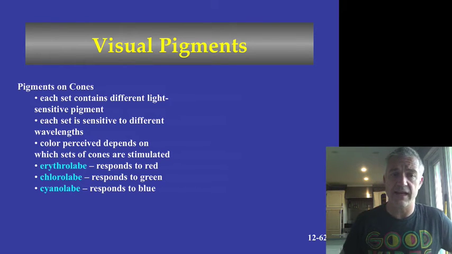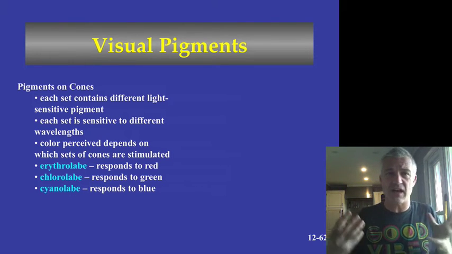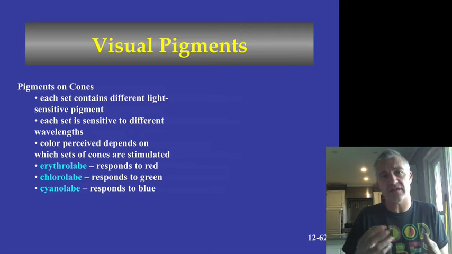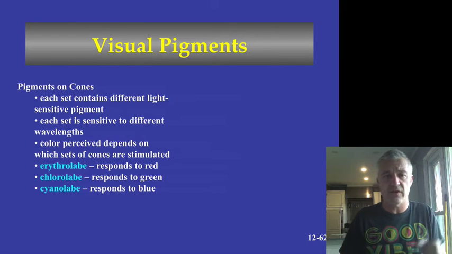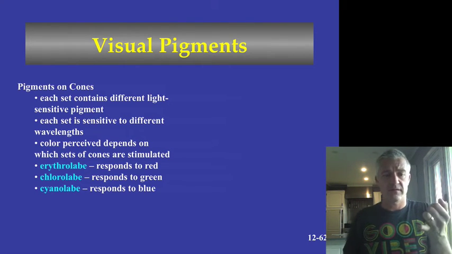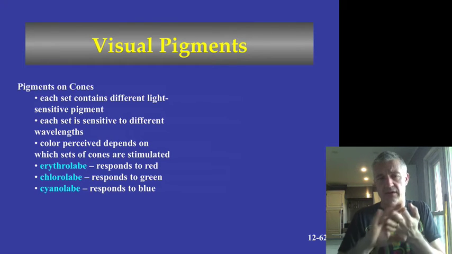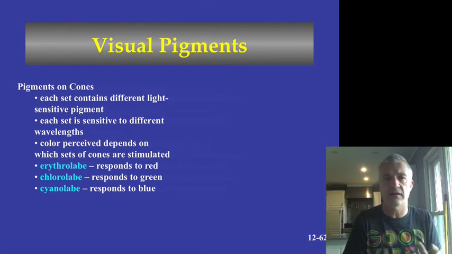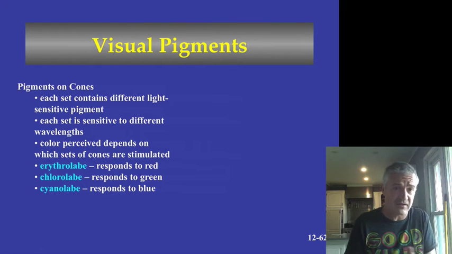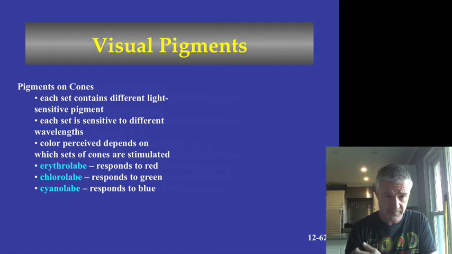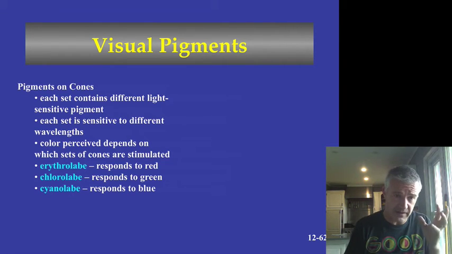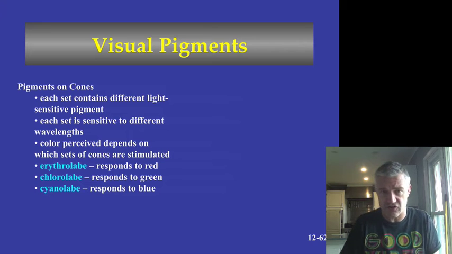And again, it's the percentages, or how much each of these is getting stimulated, which is going to let us perceive these different colors. If you have a red cone that's getting stimulated a certain amount, and a blue cone that's getting stimulated a certain amount, and then the green not being stimulated at all, you might get something that says this is a purple, based on the percentages that are being activated. So again, the color that's perceived depends on how much stimulation there is on each of these different types of cones.